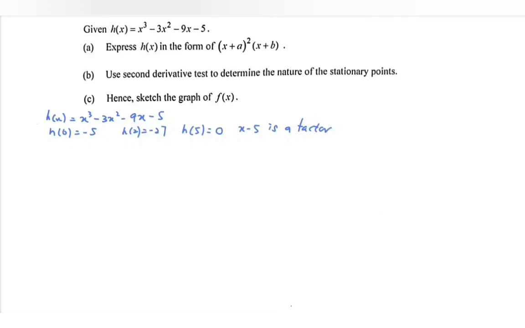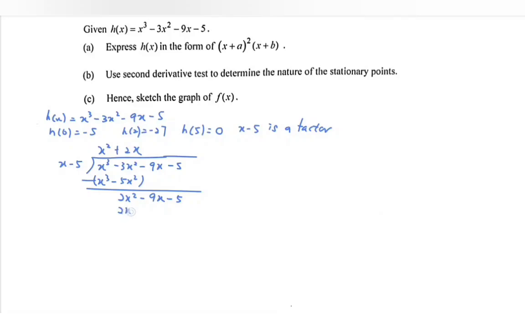Continue, make use of long division. Here we have x to the power 3 minus 3x squared minus 9x minus 5, divided by x minus 5. So x squared, and here we have x to the power 3 minus 5x squared. Continue, we have x cubed minus x cubed, 0. Then here we have 2x squared minus 9x minus 5. Continue, multiply with 2x. So here we have 2x squared minus 10x. Then we have x minus 5, and then plus 1. So x minus 5, and we have the remainder 0.